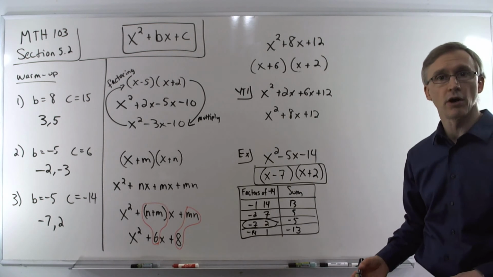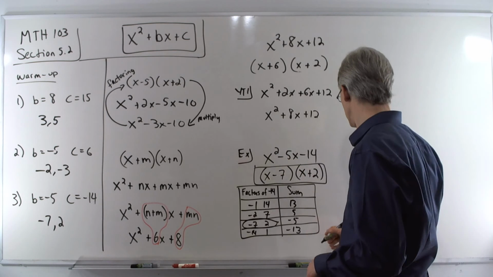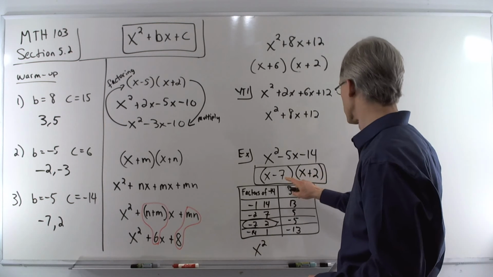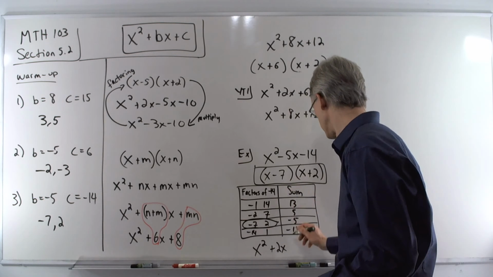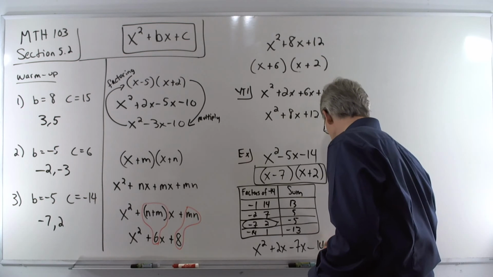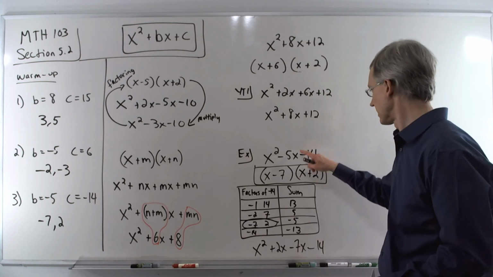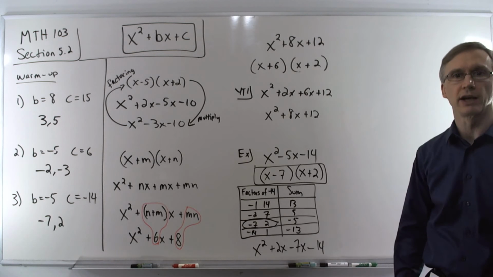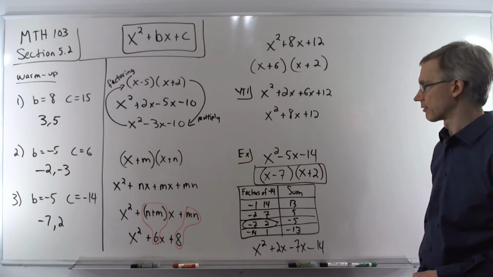Now, problems like this, we should always FOIL to check. So x times x is x squared. So write it down here. Outside, x times 2 is 2x. Inside, negative 7x. And last, negative 14. And when we combine these two together, we get negative 5x. And that matches what we started with: x squared minus 5x minus 14. So make sure you do that check to make sure that our factored form, when multiplied, brings us back where we started.